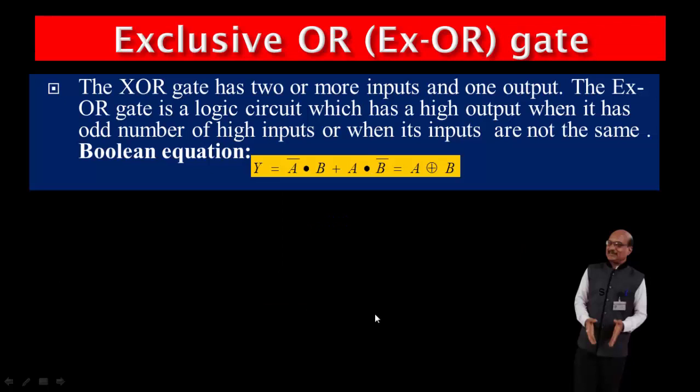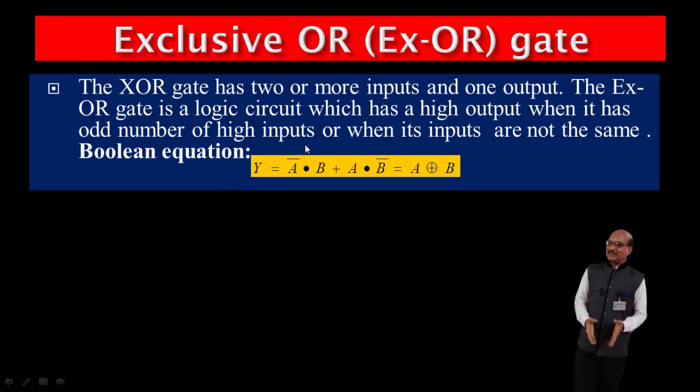Now one more, that is exclusive OR gate. The XOR gate has 2 or more inputs and 1 output. The XOR gate is a logic circuit which has high output when it has an odd number of high inputs, or when its inputs are not in the same state.